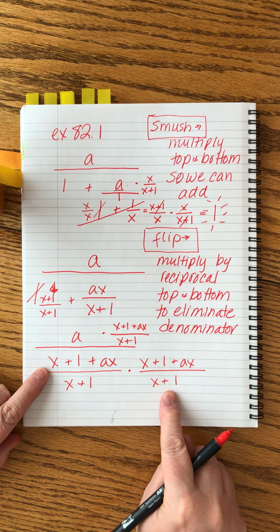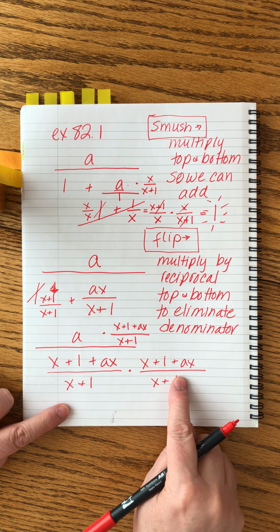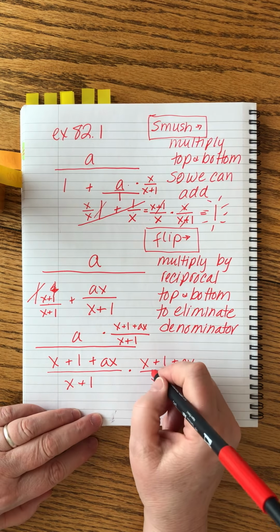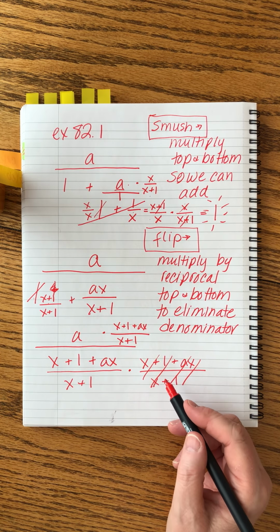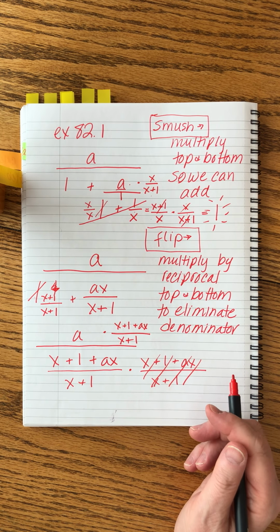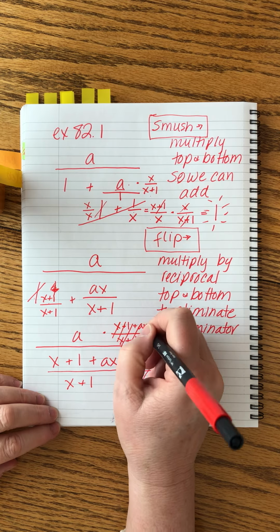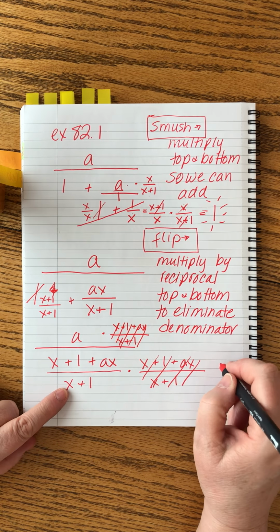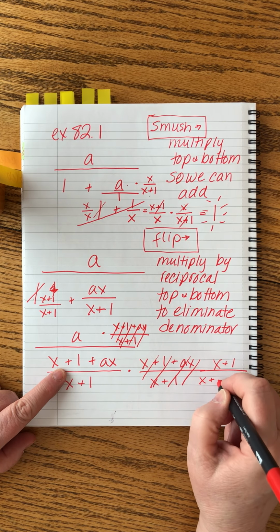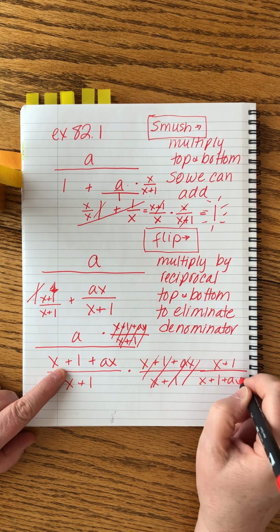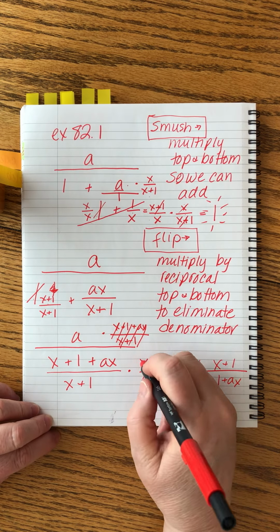I wrote it wrong, didn't I? Because that's not the reciprocal. I wrote the same thing twice. Ooh, that's bad. No, no, no. Right? Because when I went to cancel, I realized that's not the right way. So let's erase all of this. Now, let's write the proper reciprocal. X plus 1 has to be on the top, and then this has to be on the bottom. Okay, I like that much better, don't you?